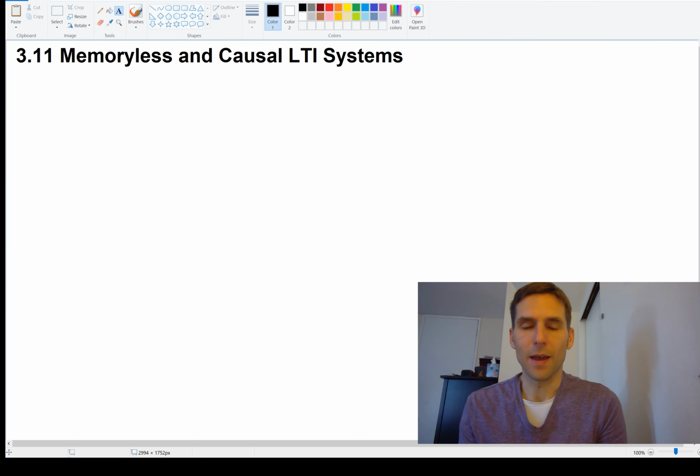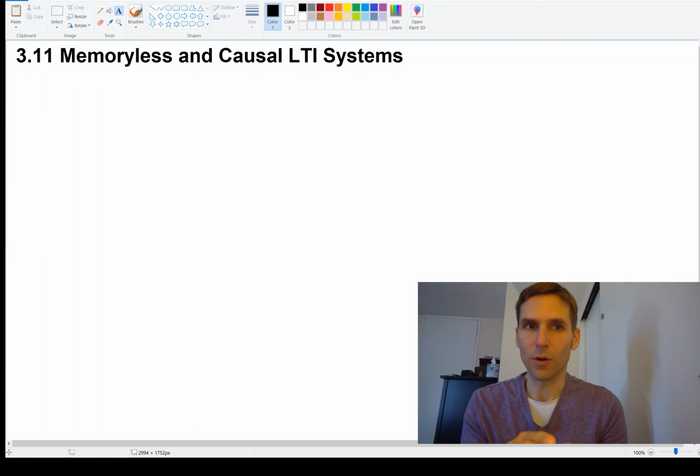So we've been saying that the output of a linear time-invariant system is the input convolved with the impulse response. Therefore, the impulse response itself tells us everything we need to know about the LTI system. If I can get the output for any input, then all I need is the impulse response. So the impulse response itself must provide some information regarding the other properties of the system, like memoryless and causality and invertibility and stability.